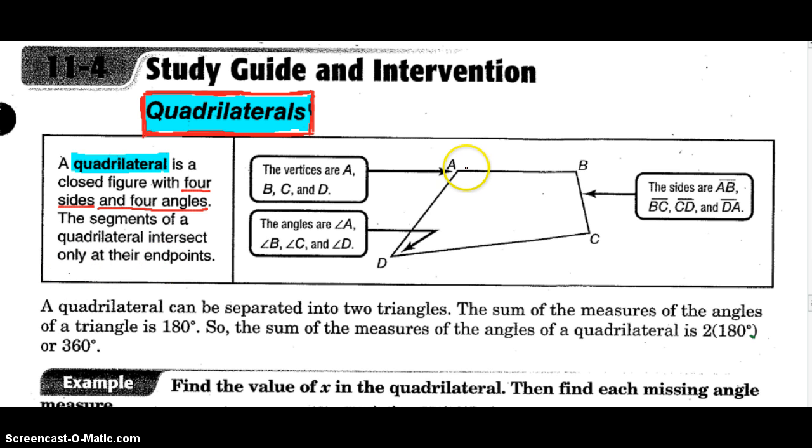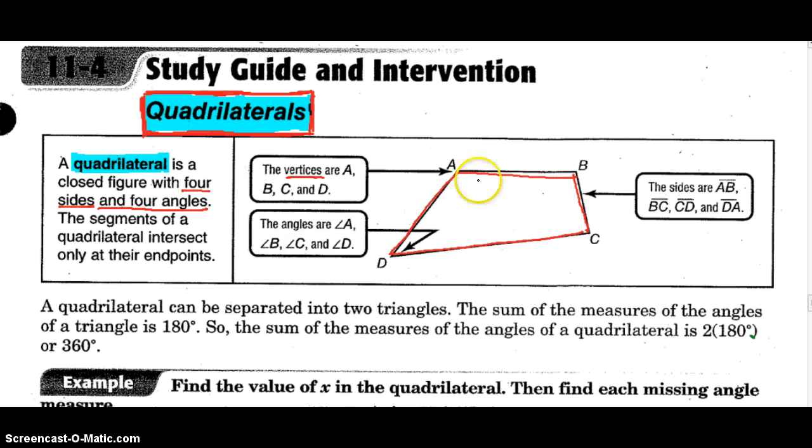So to the right we have quadrilateral ABCD. We usually name them in alphabetical order. So I'm highlighting quadrilateral ABCD. The sides of our quadrilateral are segments AB, BC, CD, DA. If we talk about the vertices, we're talking about each point at the corners of the angles, and then of course the angles are angle A, B, C, and D.